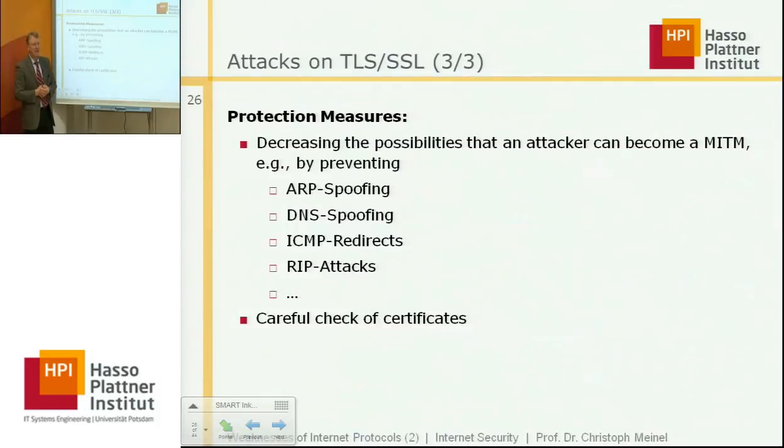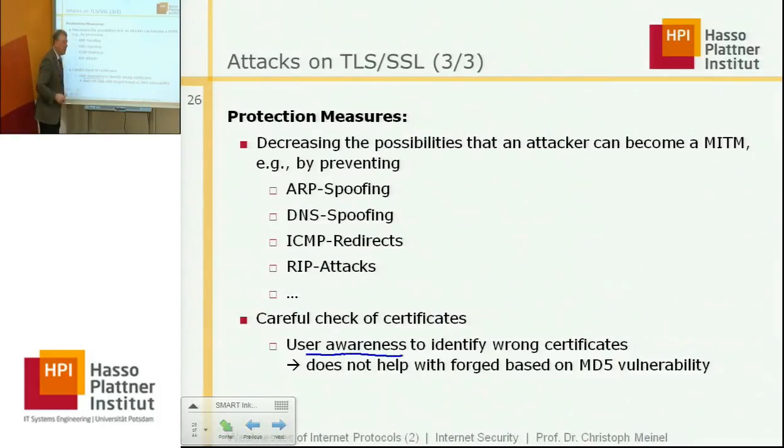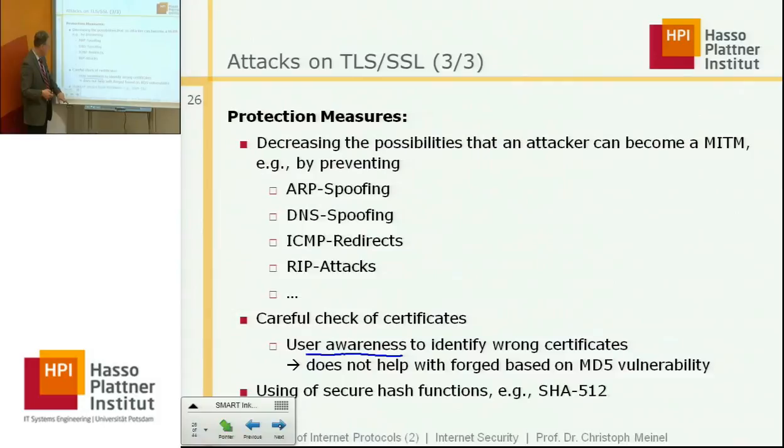Then another protection measure is the careful check of certificates. And here the user awareness plays an important role. Nowadays, error messages are immediately dismissed by 99% of the users, because the users do not understand what happened in the background. They are not aware that these are important to secure their connection. So the awareness to identify wrong certificates needs to be raised, because it's much easier to get a wrong certificate accepted than to make use of the MD5 vulnerability.